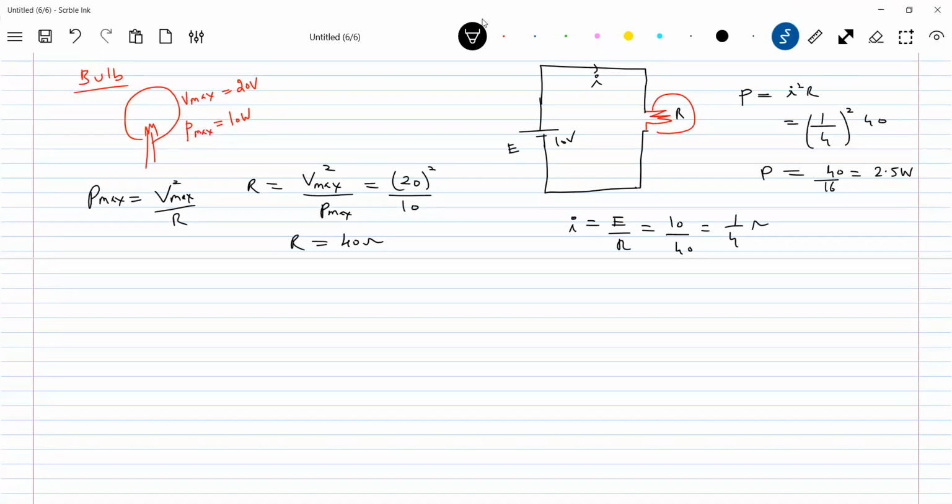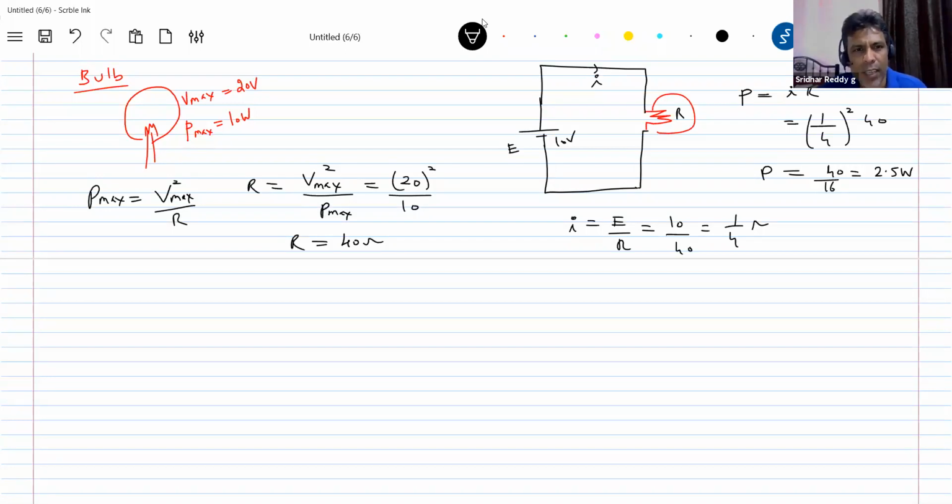Now look at that. What is the maximum power? It was 10 watt. Is the brightness of the bulb less than the maximum brightness or greater? Less than. So can I increase the voltage across the cell? Yes, I'll make it 15. The bulb will have maximum brightness when the applied EMF is 20 volt. As I keep increasing the applied EMF, 10, 12, 15, 16, the brightness of the bulb will increase.